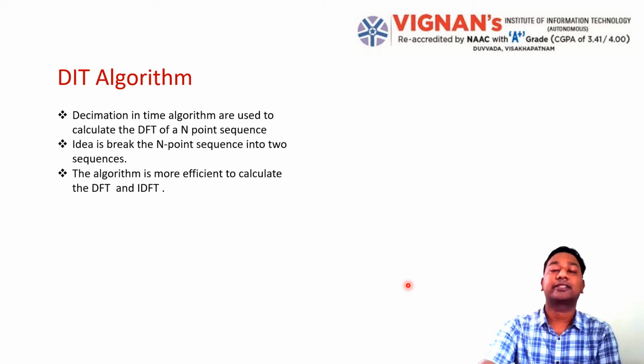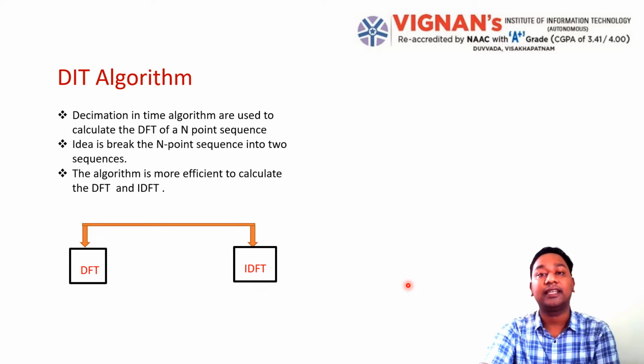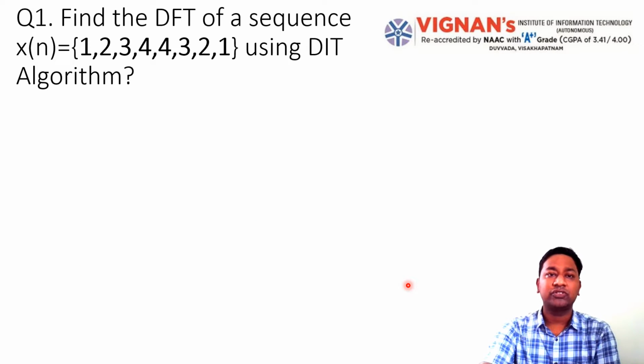So in the last lecture we discussed how to solve the 4-point DFT using the DIT algorithm as well as the 4-point IDFT using the DIT algorithm. In this lecture we will discuss the 8-point DIT algorithm and how we can solve it in an easy and efficient manner. So first see the input sequence. Consider an input sequence x of n equal to 1, 2, 3, 4, 4, 3, 2, 1 using the DIT algorithm. So here the number of points is 8, so N equal to 8.